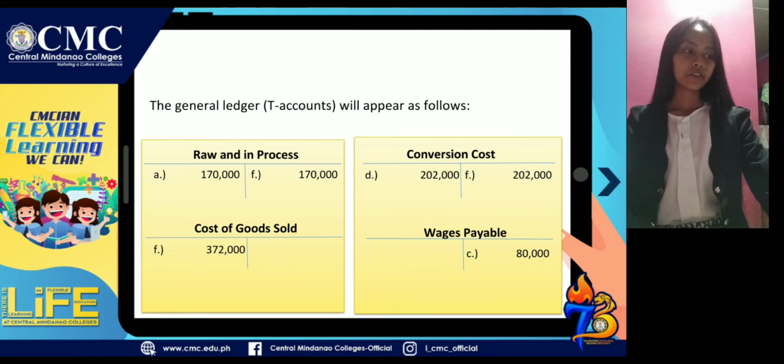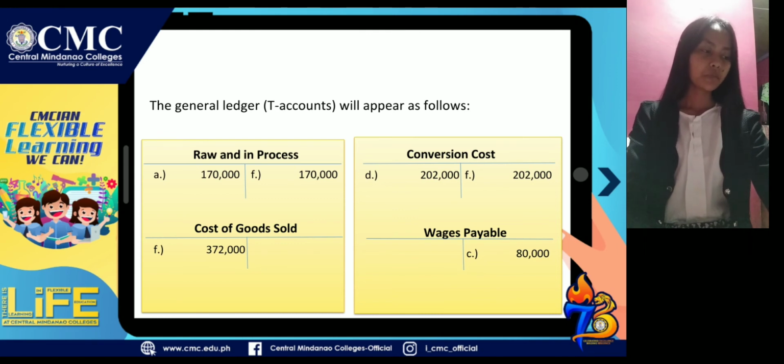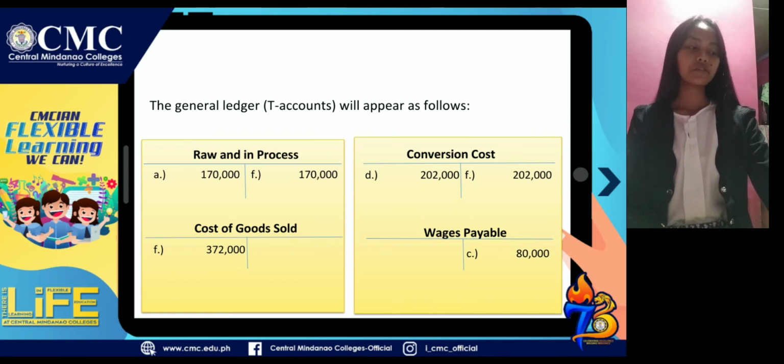While in our conversion cost, we debit 202,000 from transaction D, and we credit 202,000 from transaction F. And in our cost of goods sold, we debit 372,000 from transaction F. And in our wages payable, we credit 80,000 from our transaction C.